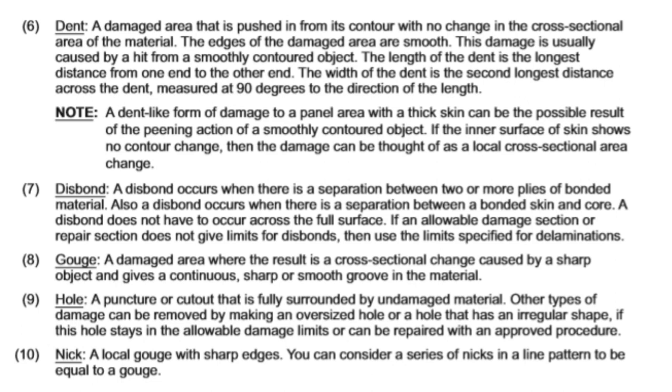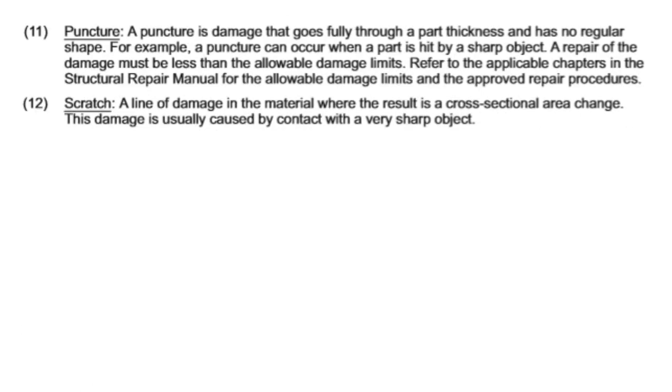Disbond is when you have some bonding and the bonding basically comes apart. Gouge is a deep scratch or deep mark on the structure. Hole is a puncture where the whole structure is completely passed through. Nick looks like a gouge but a bit sharper. Puncture is normally something going through the structure and the whole skin. Scratch is a line, damage just on the surface of the structure.